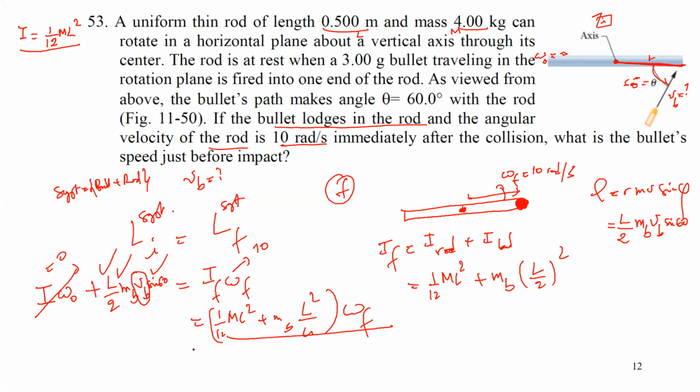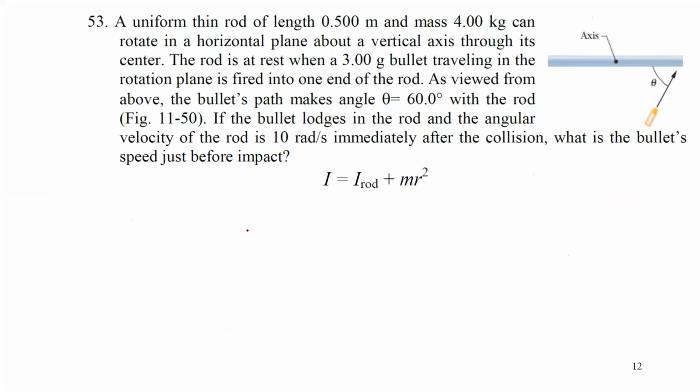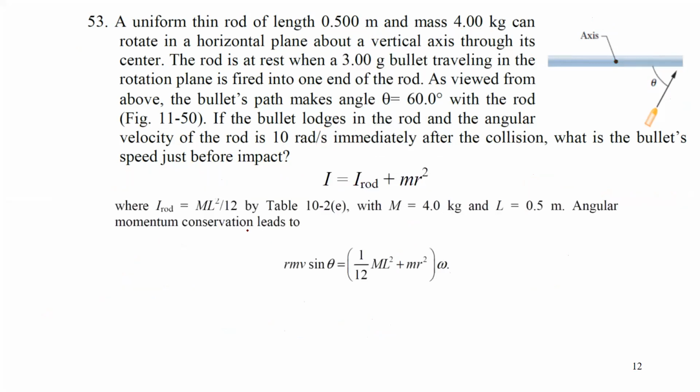So that will give you V_B, the speed of the bullet just before impact. That's exactly what I did here. In the solution that I gave you, the moment of inertia is 1/12 of m L squared. I give you the mass of the rod and the length of the rod, because the axis of rotation is passing through the middle here. So conservation of angular momentum will lead to this.